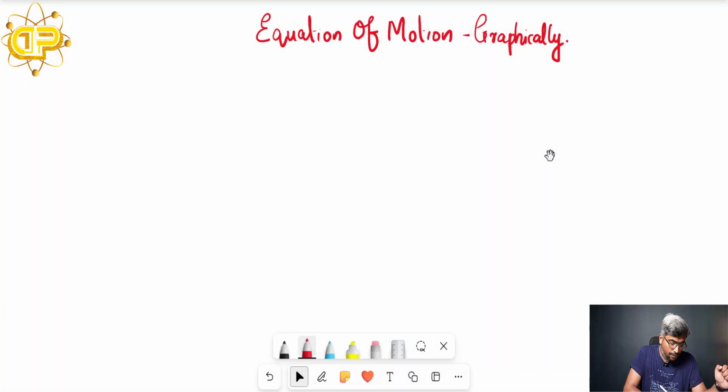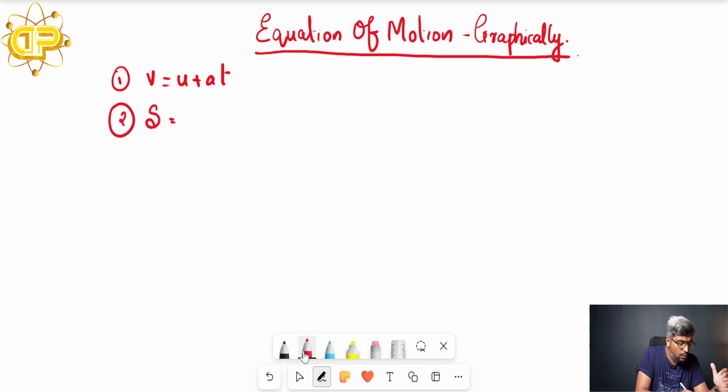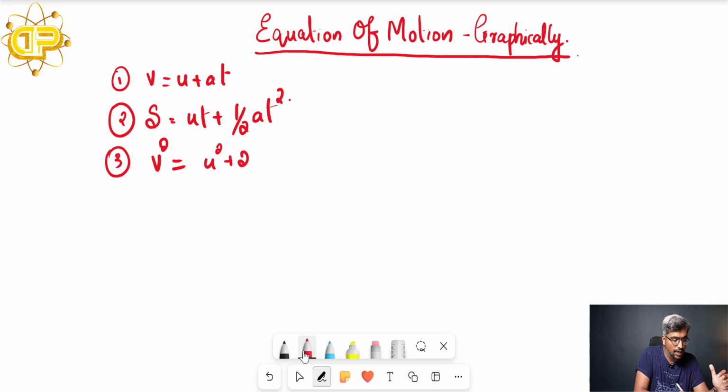So, the equations of motion analytically. What are those equations of motion? We have studied three equations of motion. The first equation is v is equal to u plus at, the second equation is s is equal to ut plus half at square, and the third equation is v square is equal to u square plus 2as.